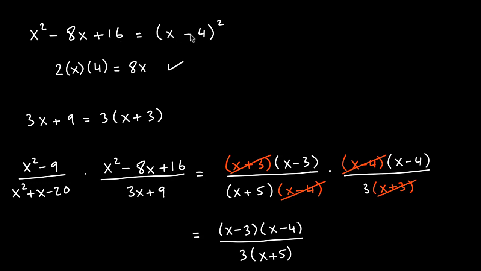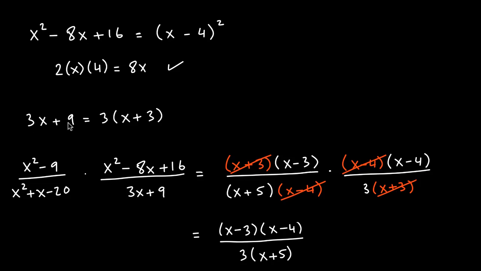So I get x, which is the square root of x squared, minus, because the middle sign is a negative, a 4, which is the square root of 16, the quantity squared. Before I can move on, I have to make sure that the middle term checks out. So x times 4 gives me 4x. Doubling that gives me 8x. So 2 times x times 4 gives me 8x, which is what I have in the middle. So I put a little check mark next to it to say that this factors into this. And instead of writing x minus 4 the quantity squared, I could have just written x minus 4 times x minus 4, the same thing written twice.